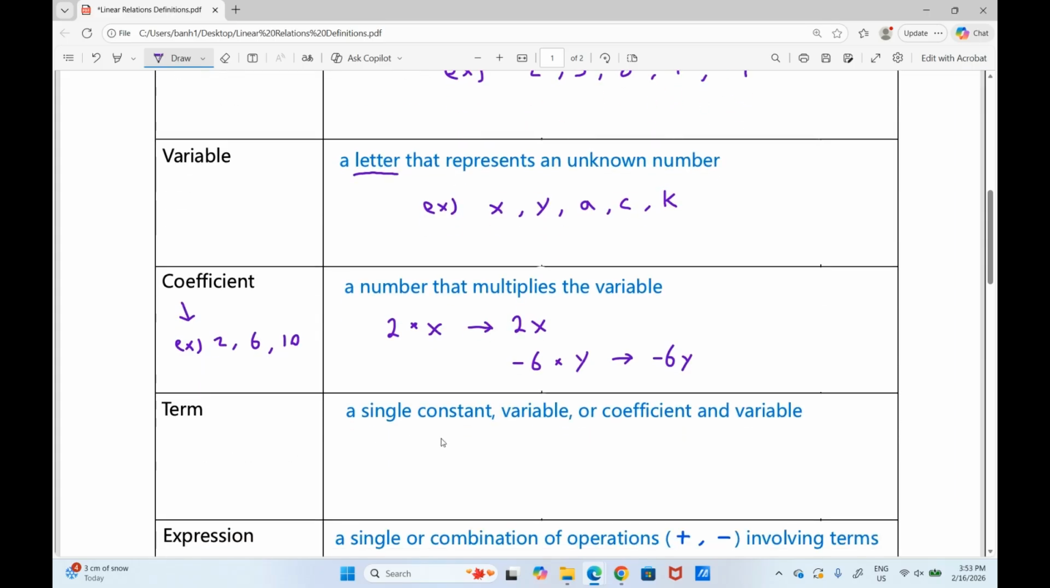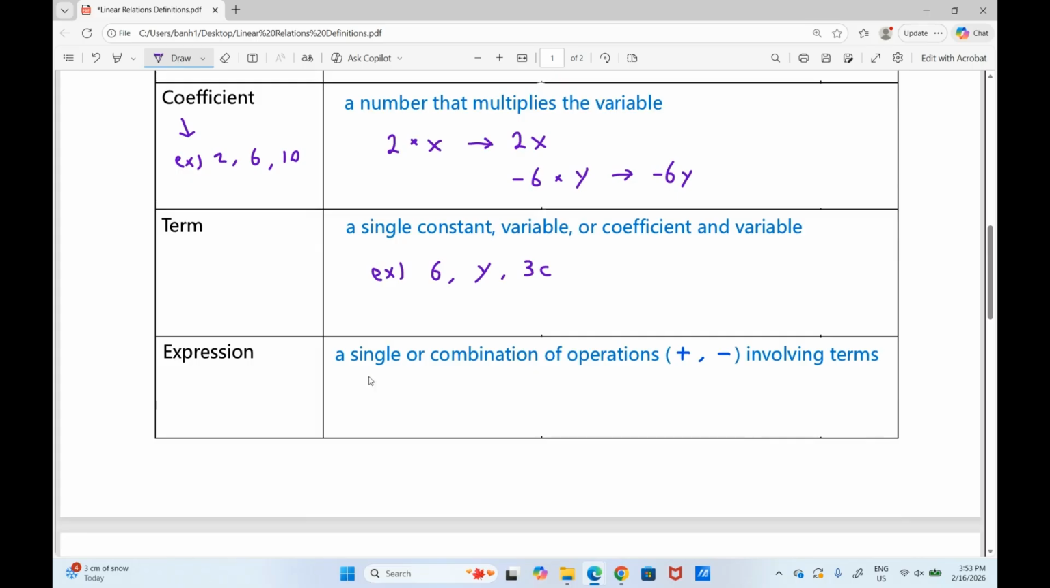Now, a term is just a single constant, variable, or coefficient and variable. So examples of a term could be just the number 6, the variable y, or a coefficient multiplied by a variable. So we could say 3c. Those are just examples of terms, but they're just a single one. So the term could either be 6y or 3c, but it can't be these combined together.